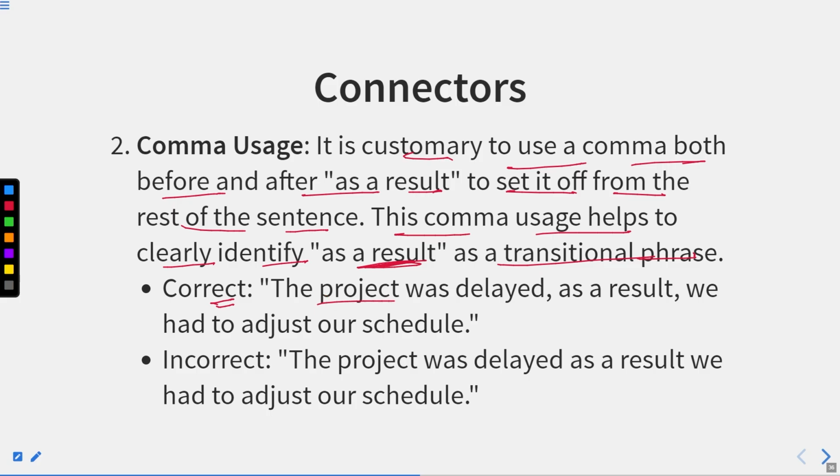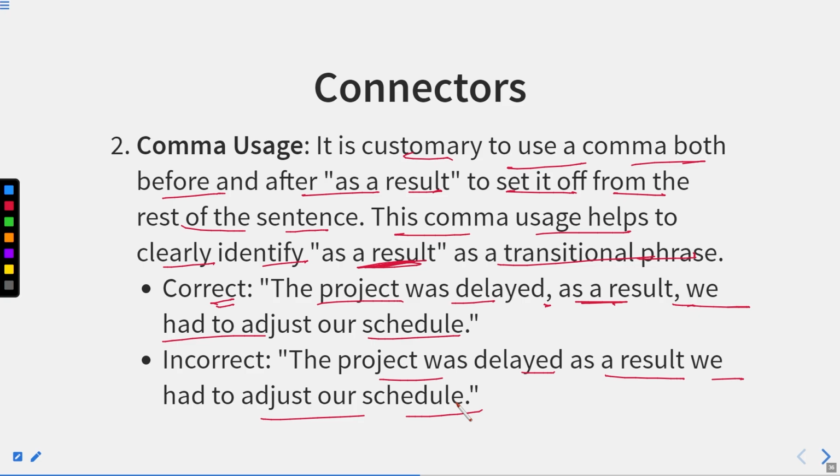Now the correct one is: The project was delayed. As a result, we had to adjust our schedule. It means we are using a comma before and after the phrase "as a result." Whereas if I write "the project was delayed, as a result, we had to adjust our schedule," it means I'm not using any comma in the sentence. That will make the sentence incorrect.